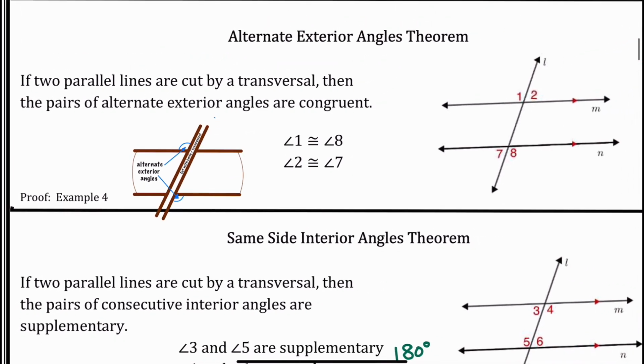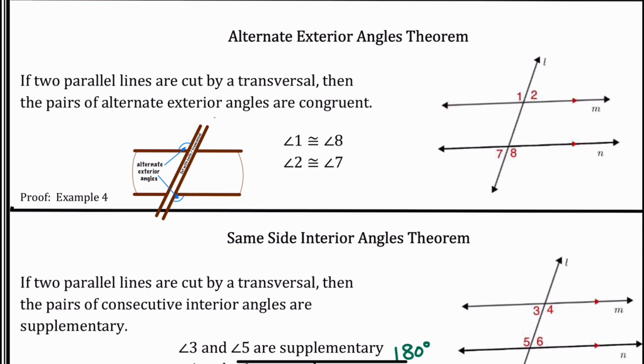Okay, our next one is alternate exterior angles. If I have my two ice cream sandwich pieces and I cut them with a knife, my two alternate exterior angles are going to be congruent. So this is kind of a big angle and a big angle, and then they're vertical, so they're going to be the same. And then the corresponding angle to that big angle is here. So this angle has to equal this angle. So they are alternate exterior angles.